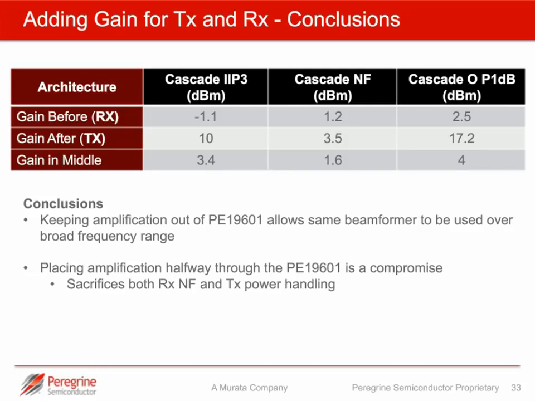So the Peregrine conclusion from all of this is we think it justifies the decision to leave the gain outside of the device. So this allows, in an application, different amplifiers to be chosen depending on the frequency of operation of the system. There's no benefit to putting gain inside the device. In fact, there's a disadvantage because it reduces the bandwidth of operation of the device.